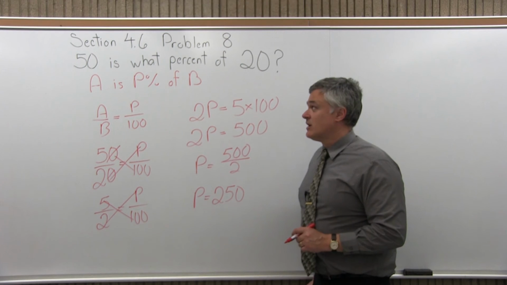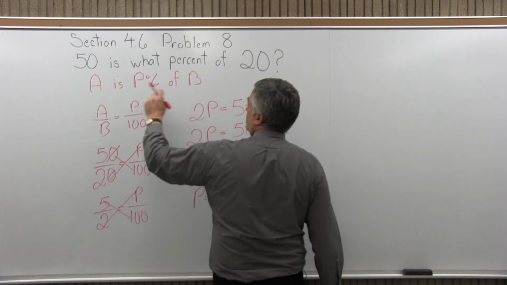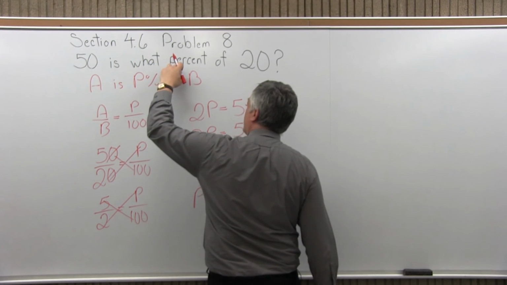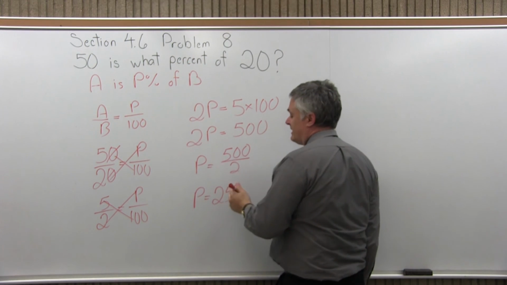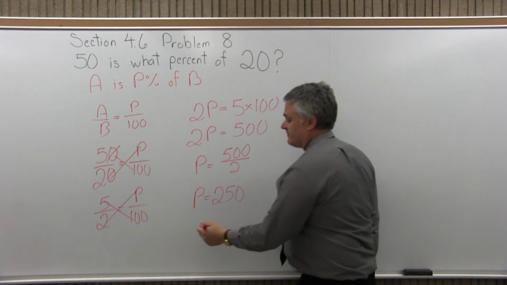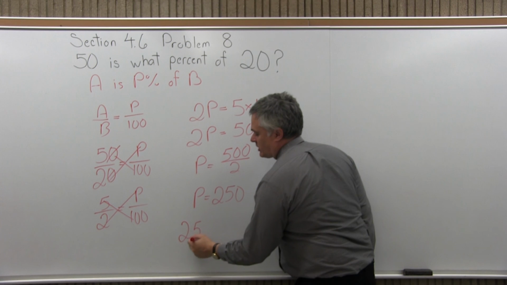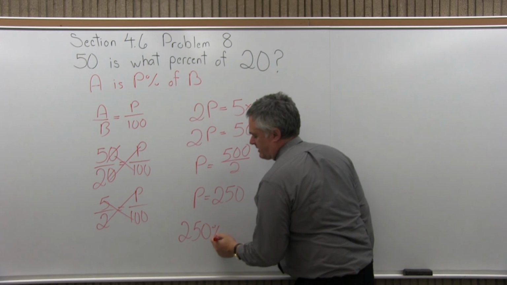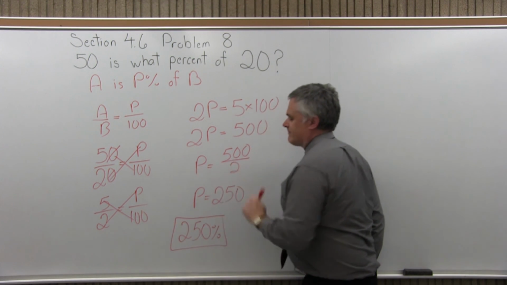So that's the answer. So 50 is what percent of 20? 50 is 250% of 20. And it is a percentage that's well over 100. And if you want to do a nice job, you can even put the percent symbol after it like that. That's the answer.